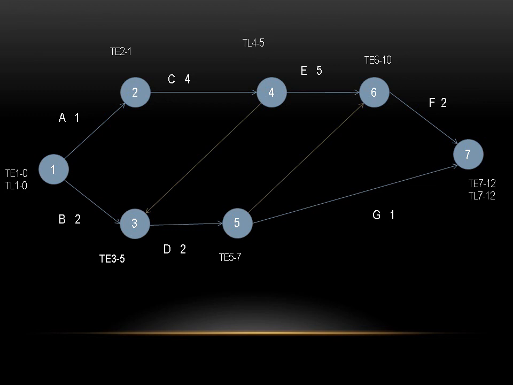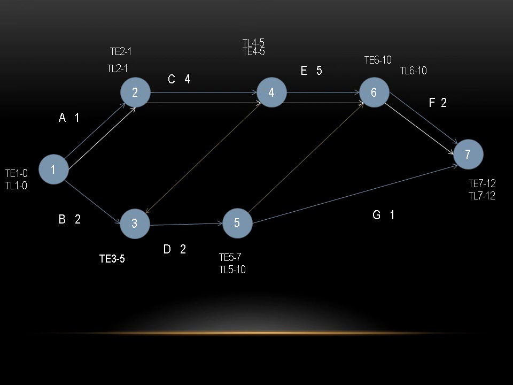Now reverse all the arrows. And first of all we'll get the critical path as 1, 2, 4, 6, 7. This is the critical path. Now visualize the arrows in reverse direction. Okay? TL6, only one arrow is towards it. TL6, 12 minus 2 it's 10. In the critical path, always TL is equal to TE. So in the critical path, you can directly write TL, TE, same values. Always there will be the same values.